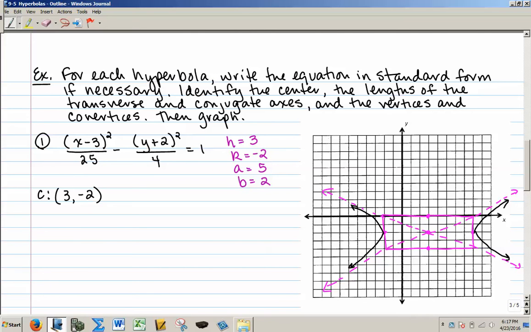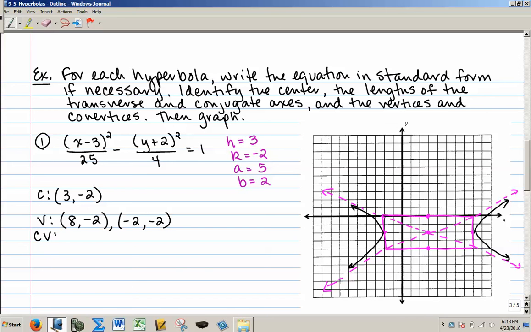So all that's really a part of the hyperbola here are the two black curves that I drew. The pink dots, the pink rectangle, the pink diagonals, the asymptotes are not a part of a hyperbola, but you should really draw those in order to help you to draw the hyperbola itself. So let's identify a few things here. I need the coordinates of the vertices. The vertices are these points right here. So that's going to be 8, -2, and -2, -2.